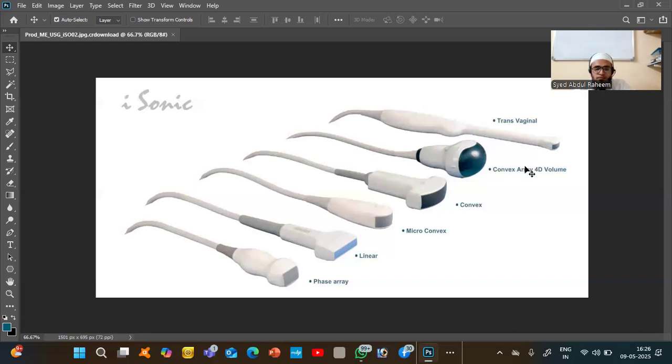And another type of probe is the transvaginal. You can see that this is the long type of probe. Mostly it is utilized to see the internal structure of the female, like uterus, ovaries, fallopian tube. That's the reason we call it transvaginal. This is mostly used in any infection in the uterus or during pregnancy. All these are measured with the help of the transvaginal probe.